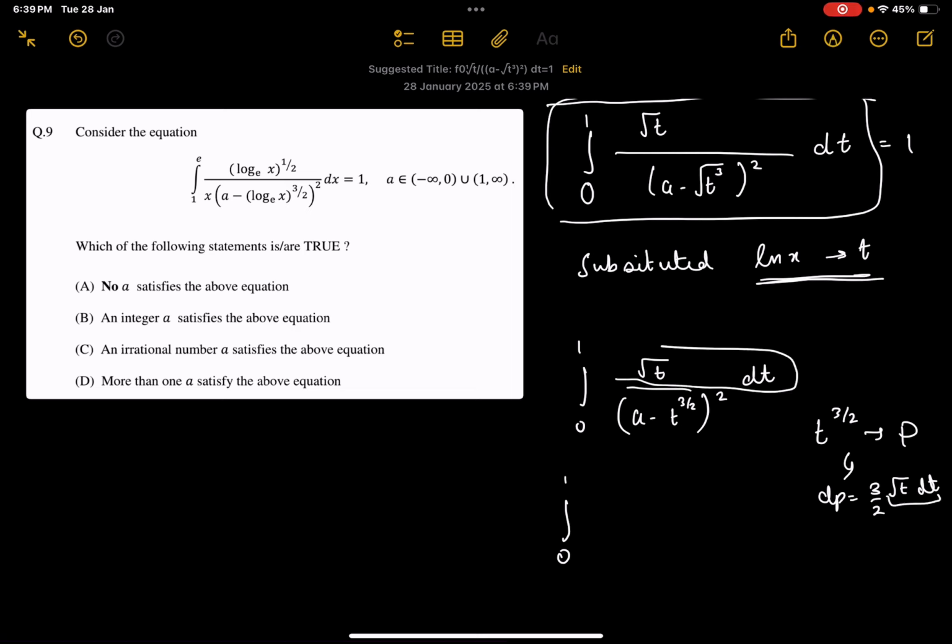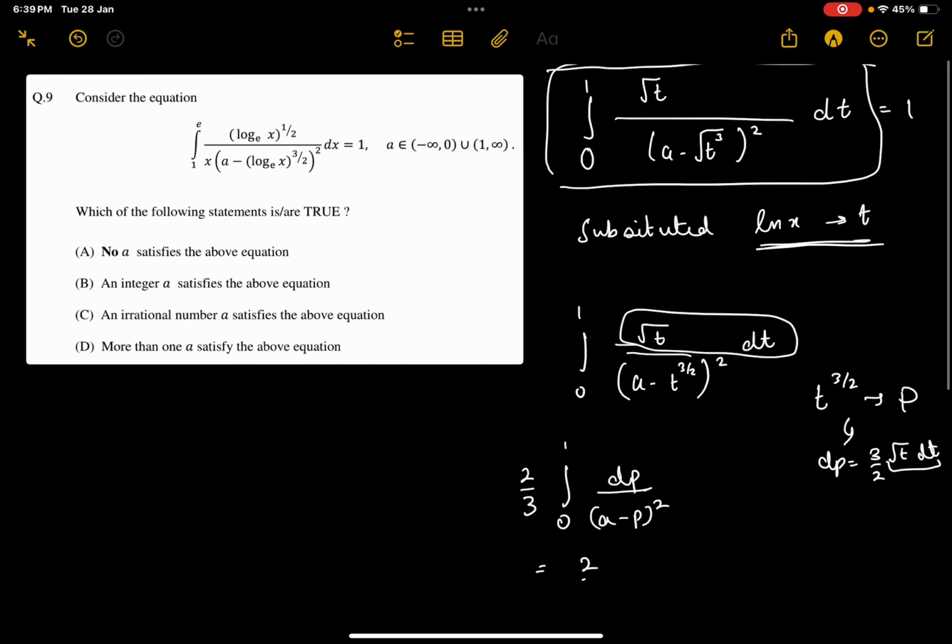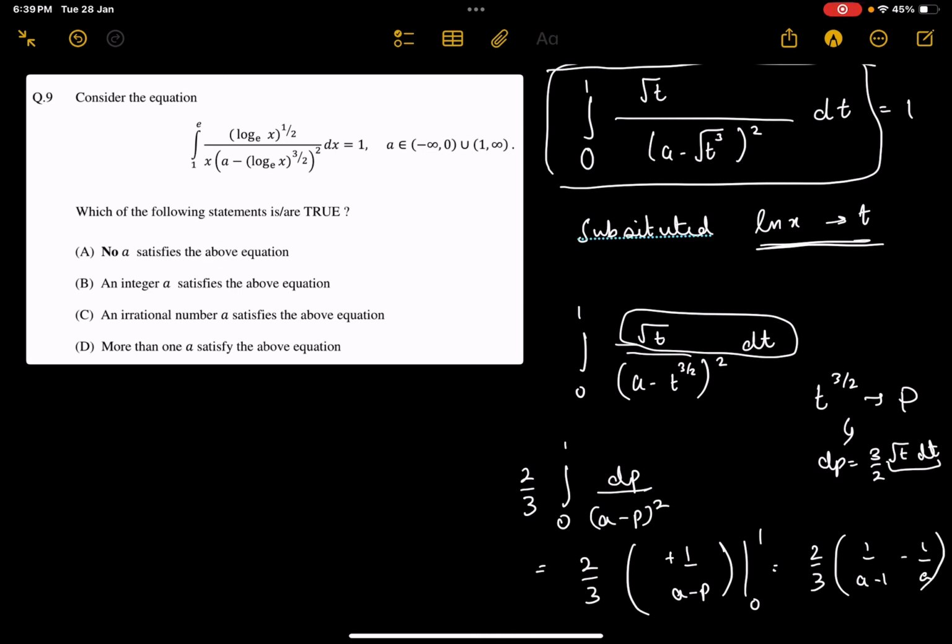So this root t dt, we will substitute by 2 dp by 3, we will get 2 by 3 out here, and dp upon (a minus p) squared. So now this is straightforward. This becomes 2 by 3 into 1 upon a minus p from 0 to 1, which becomes 2 by 3 times 1 upon a into a minus 1, equals 1.